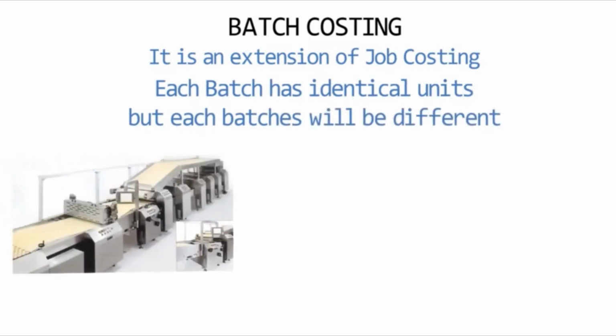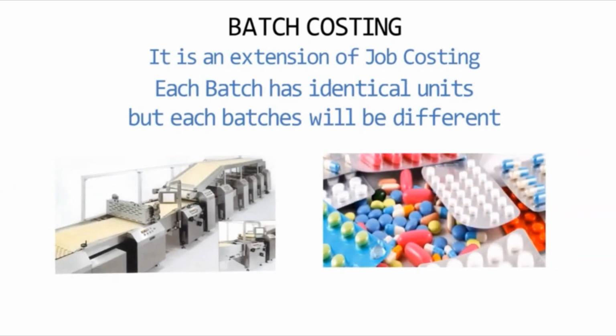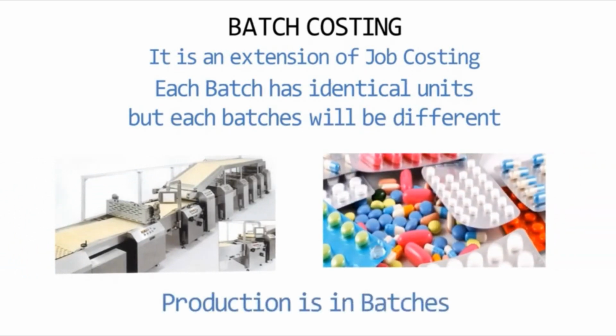It is adapted by manufacturers of biscuit, ready-made garments, spare parts and medicines. Production is usually done in batches. Each batch can have different number of units and components. So friends, this was the brief discussion about costing methods. Now let us discuss the various pricing strategies.